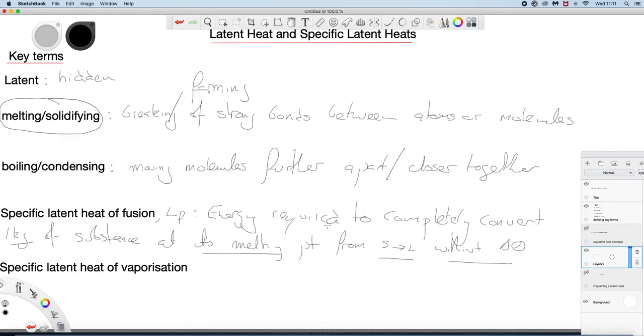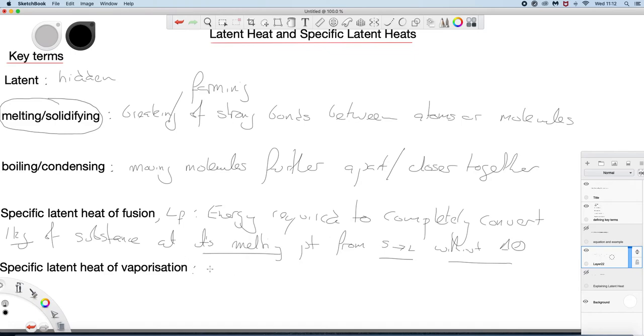So that's the energy required to move from solid to liquid. If you go the other way, if you have your liquid at the melting point and it solidifies into a solid, then the energy that you put in to go that way gets released. So the specific latent heat of fusion is the energy you have to put in to convert 1 kilogram of substance at its melting point from solid to liquid without changing the temperature. It is also the energy that you will get back out if you have liquid at its melting point, and it solidifies into a solid without change in temperature. You will get that same amount of energy out.